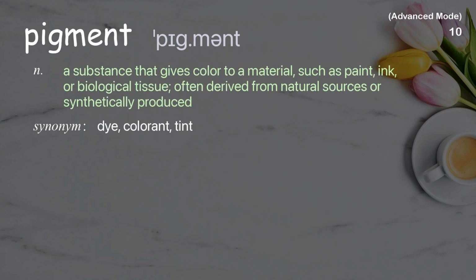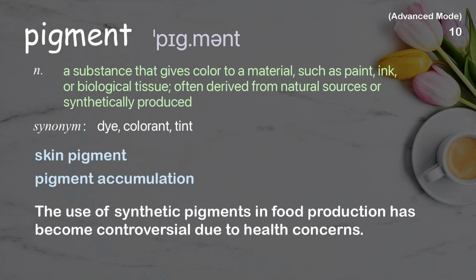Pigment. A substance that gives color to a material, such as paint, ink, or biological tissue, often derived from natural sources or synthetically produced. Examples: Skin pigment, pigment accumulation. The use of synthetic pigments in food production has become controversial due to health concerns.